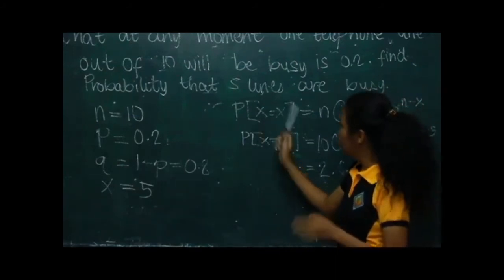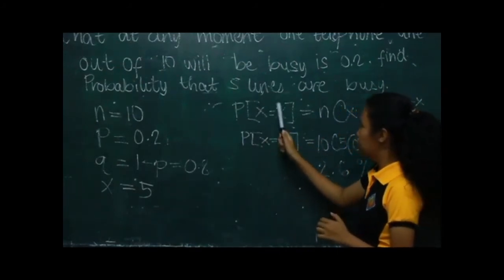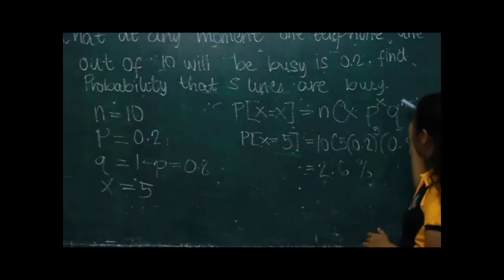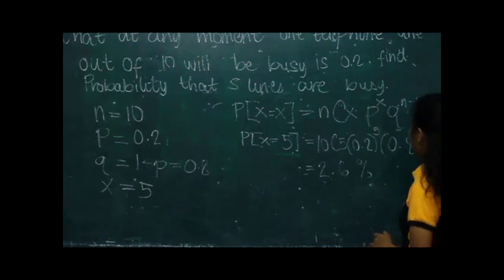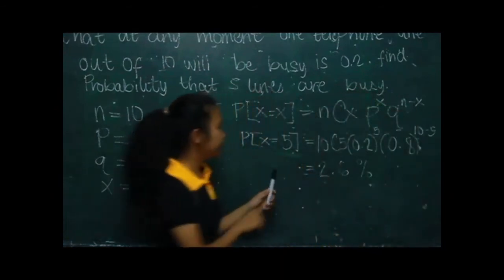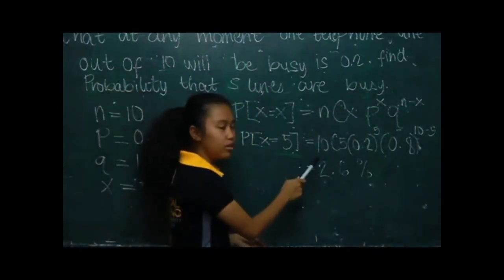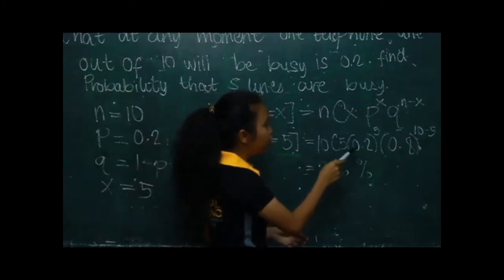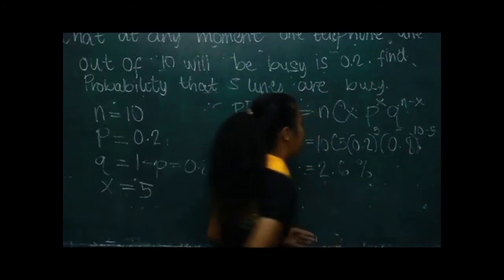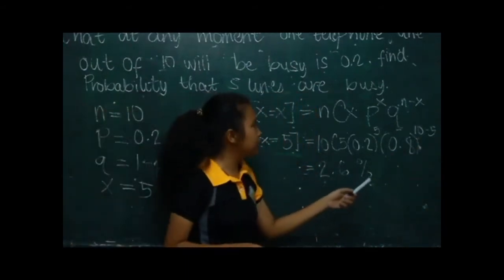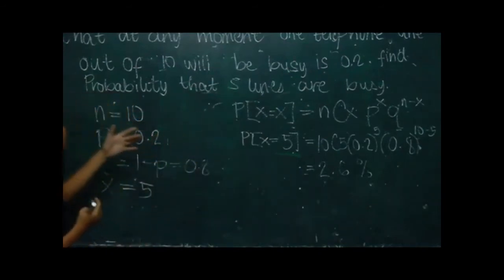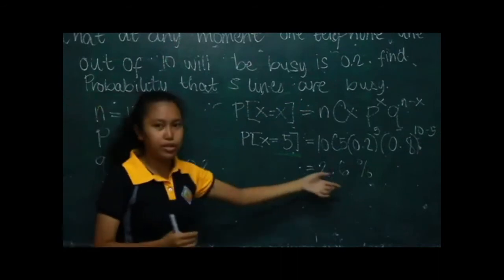Given the formula P of X equals n combination of X times p raised to X times q raised to n minus X. So P of X equals 5 is equal to 10 combination of 5 times 0.2 raised to 5 times 0.8 raised to 10 minus 5, which is equal to 2.6%. So therefore, the probability that 5 lines are busy in this problem is equal to 2.6%.